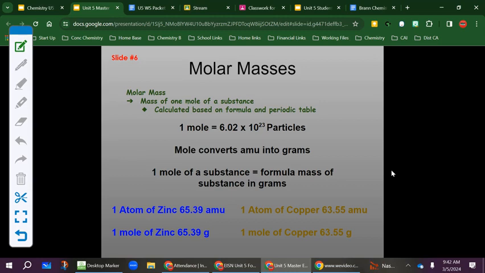Okay? By the way, 2 moles of this, what would its mass be? Anyone? 127 point something. Very good. Very close. 127.1. We would double that mass. What if we only had a half a mole? What would we do to the mass?